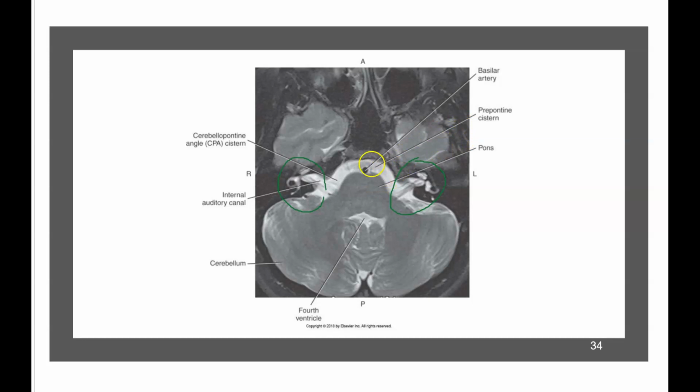Here is your pre-pontine cistern, so this whole white area. I call it the CPA, and I'll show you on another right here. So the cerebellopontine angle cistern, so it's a CPA. So this white is the CPA, and it goes from IAC to IAC, and it has the basilar artery in the middle.